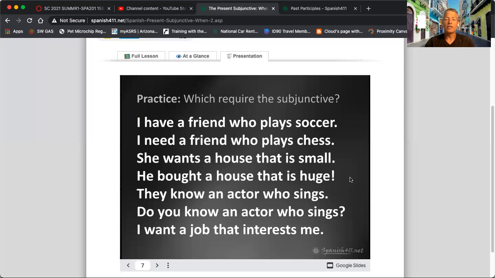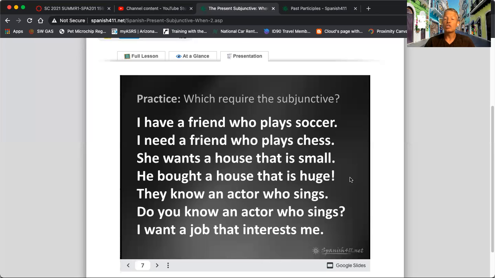She wants a house that is small. Think about what this means. She wants. So does she have it? Does that house exist? Nope, we're not referring to any house in particular. She wants one. So it's indefinite. It's maybe exists, maybe doesn't. So everything that describes that house is going to be in the subjunctive. Ella quiere una casa que sea pequeña.